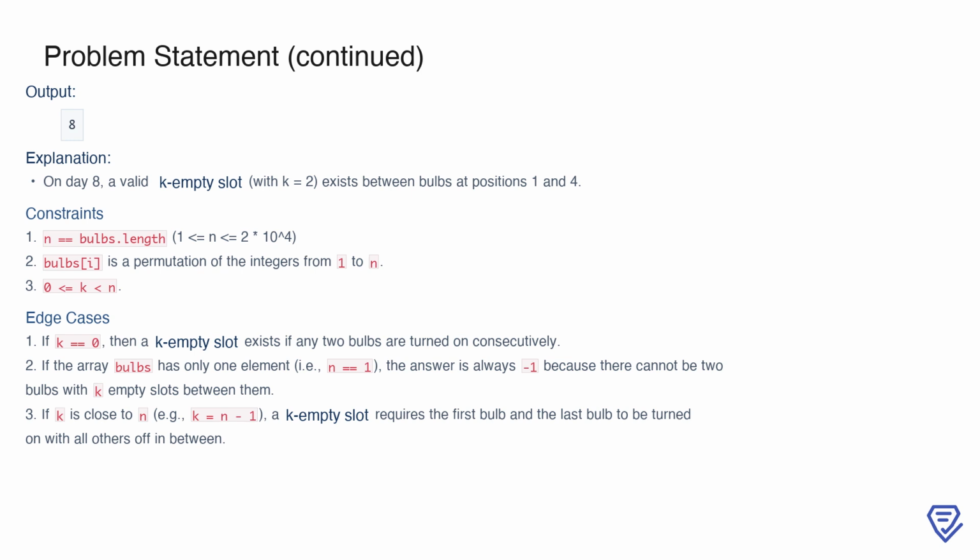Finally, there are a few important constraints and edge cases to keep in mind. The array bulbs is always a permutation of numbers from 1 to n, and k is guaranteed to be less than n. For edge cases, if k is 0, any two consecutive bulbs turning on will meet the condition. Conversely, if the array has just one bulb, the answer is always -1 since it's impossible to form a pair of turned-on bulbs. Similarly, if k is close to n, such as k equals n-1, the only scenario for a k-empty slot is when the first and last bulbs are on, with all others off in between.